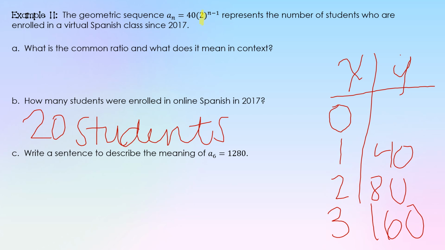And then write a sentence to describe the meaning of a sub 6 equals 1,280. So your subscript, your 6, is representing your years since 2017. So if you start in 2017 and you add 6 years to that, that's 2023. And then the 1,280 is representing the number of students who are enrolled in that virtual Spanish class. So your sentence would be something along these lines. In 2023, there were 1,280 students enrolled in an online Spanish class.